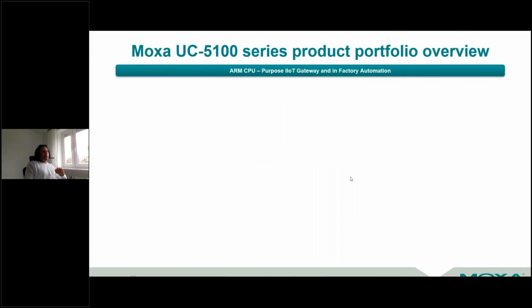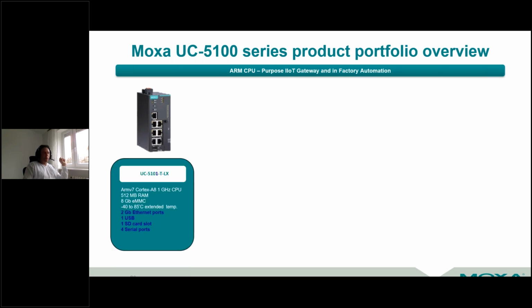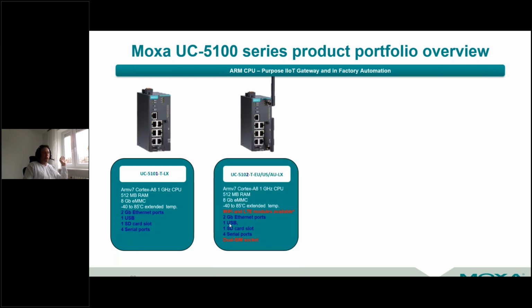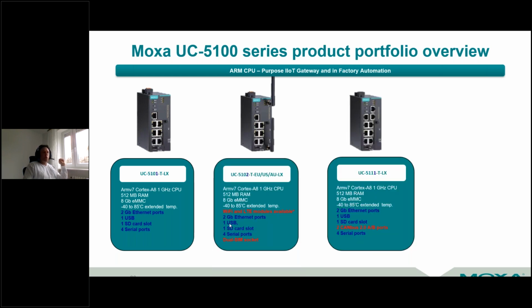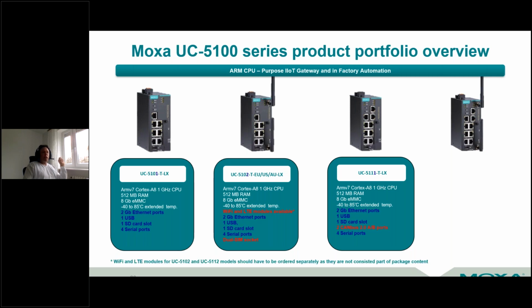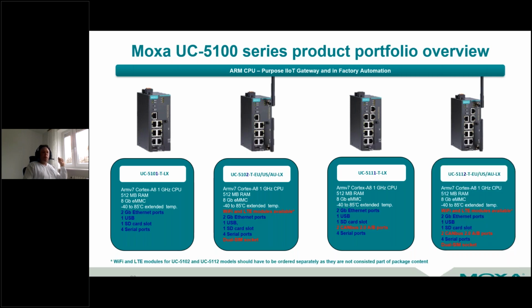The next representative of our ARM-based embedded computers, IoT gateways, is the UC-5100 series. They are not only purposed as IoT gateways, but can be used in factory automation due to their large number of serial ports. The first representative is UC-5101-T-LX. The next one is UC-5102, which has enablement for a Wi-Fi or LTE module. The third one is UC-5111-T-LX. And the last one is UC-5112-EU-US-LX. What are the differences between the models?